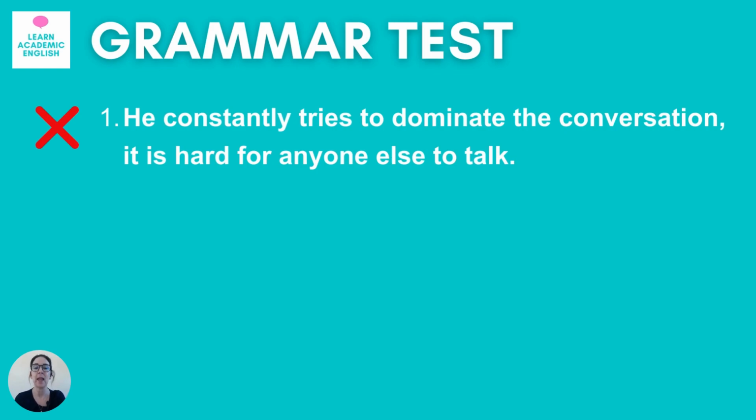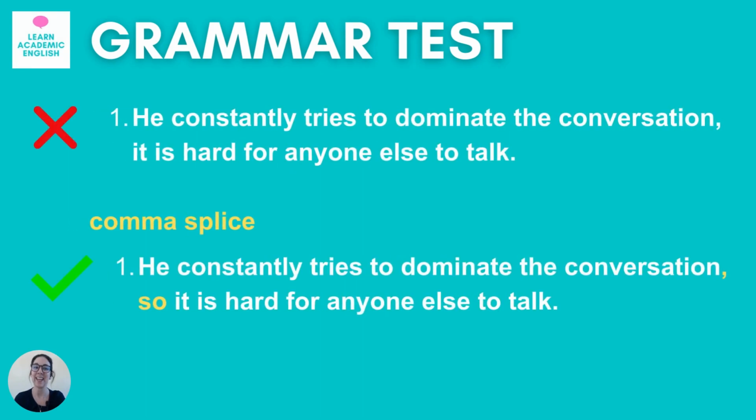Number 1. He constantly tries to dominate the conversation. It's hard for anyone else to talk. Okay, so this might not exactly be a grammar mistake, but it is a writing and sentence structure mistake. Pause the video, take a look and see if you can find the mistake, correct it, and can you explain why?